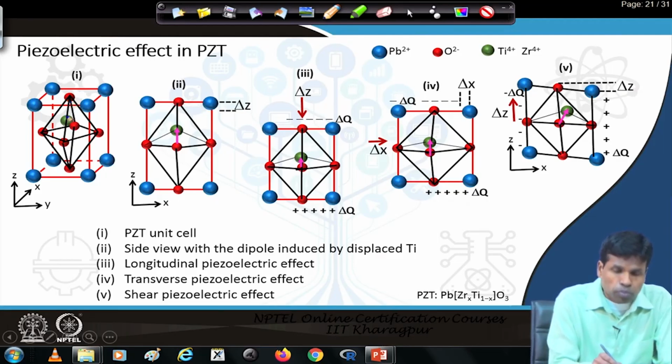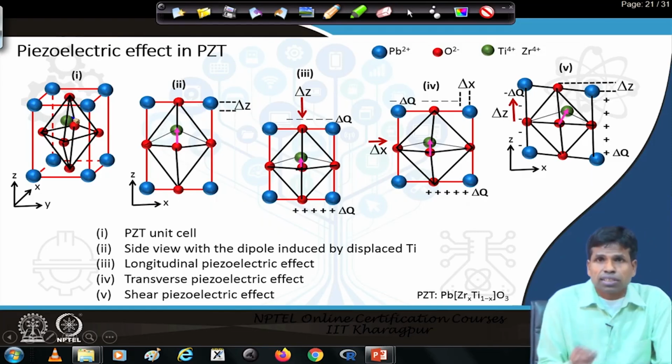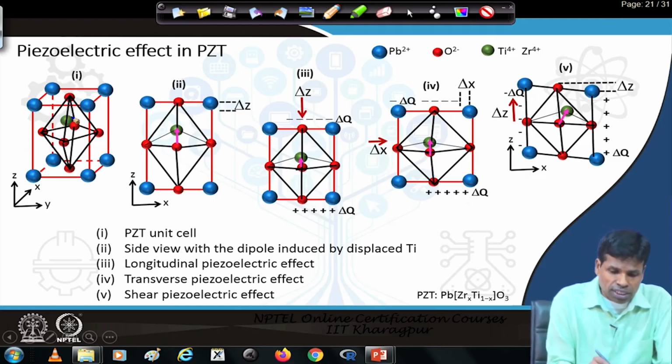Then forming octahedrons, this red color is oxygen, and then we have tetravalent titanium, the little green color, which is displaced upward from the center of the unit cell.